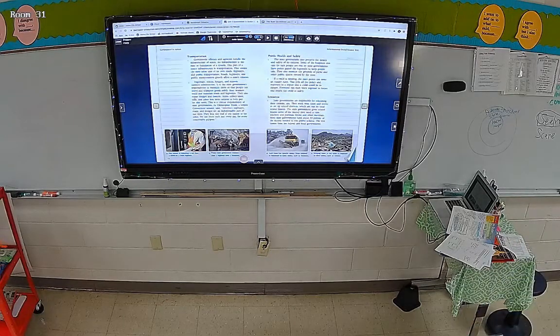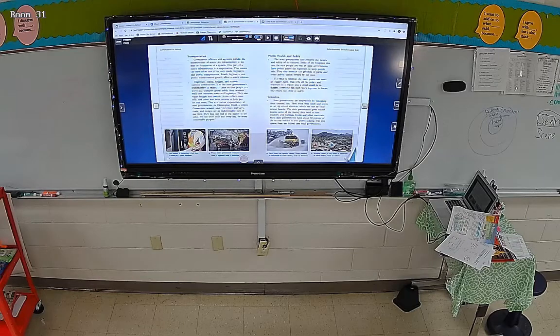Government officials and agencies handle the infrastructure of states. An infrastructure is the base or foundation of a system. One part of a state's infrastructure is transportation. This means that the state takes care of its own roads, highways, and public transportation. Roads, highways, and public transportation greatly affect the state's citizens. Highways, streets, bridges, and tunnels connect communities. It is the state government's responsibility to maintain them so that people can travel and transport goods safely.